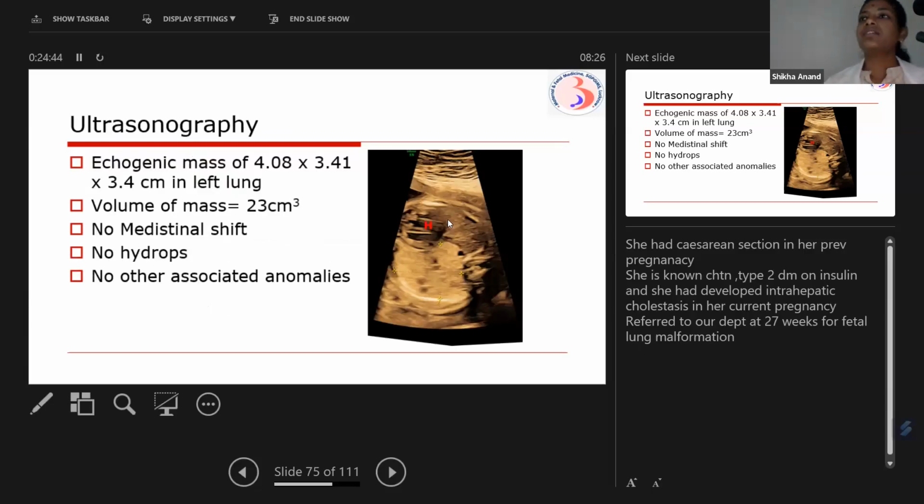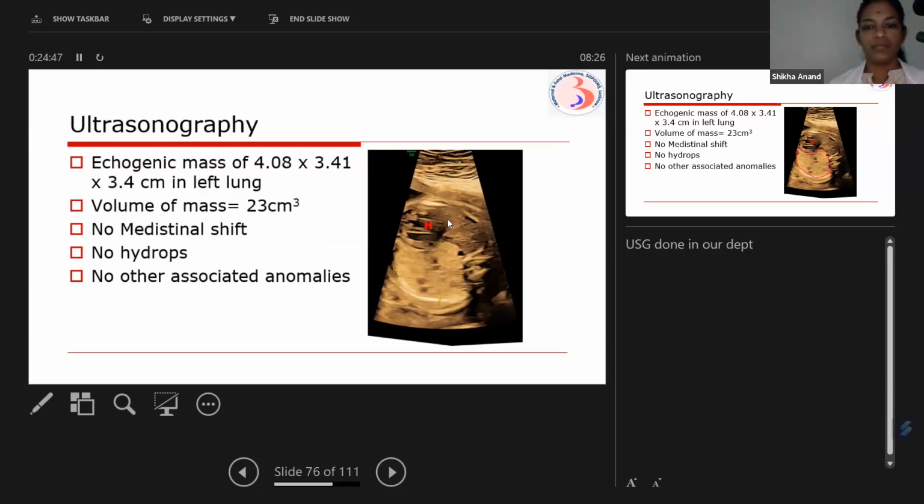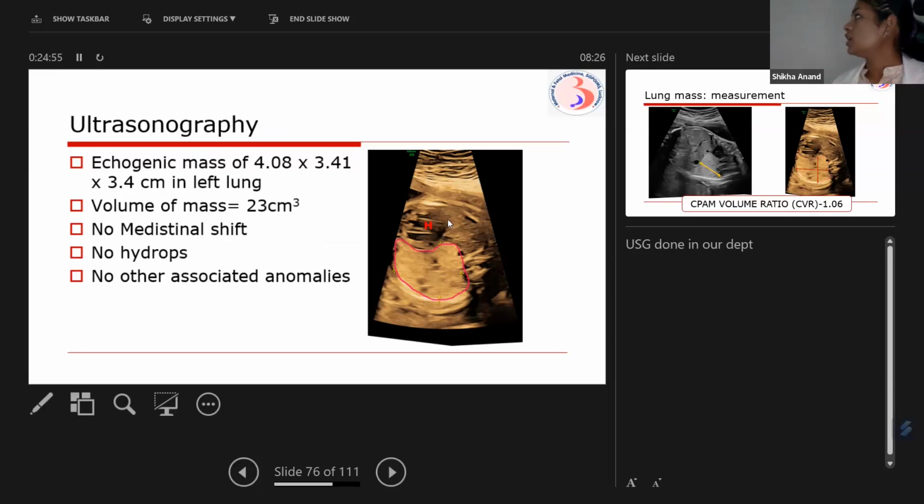The ultrasound done in our department showed an echogenic mass in the left lung, measuring 4 into 3.4 centimeters with a volume of 23 cubic centimeters. There was no mediastinal shift, no hydrops, and no other associated anomalies.